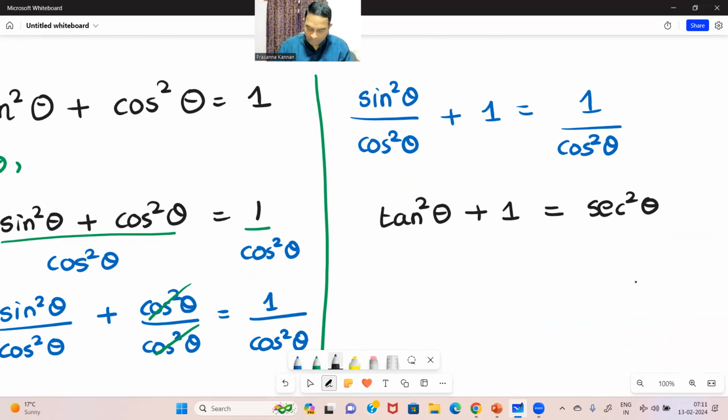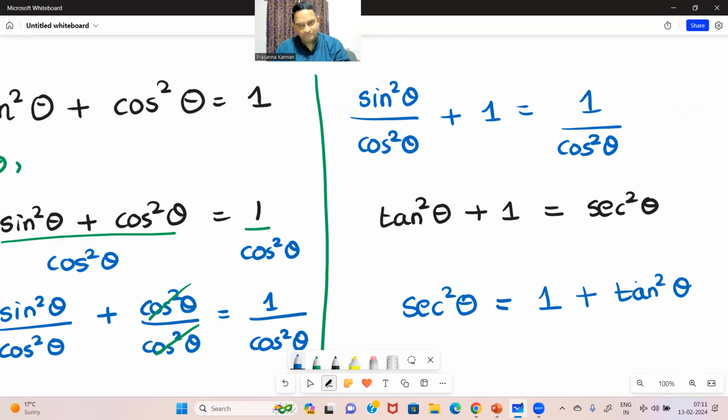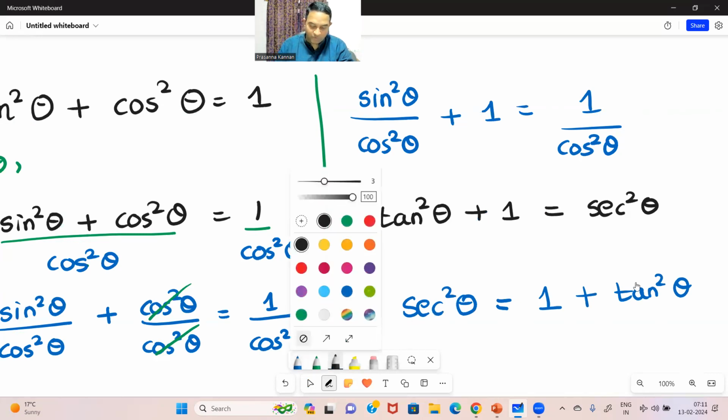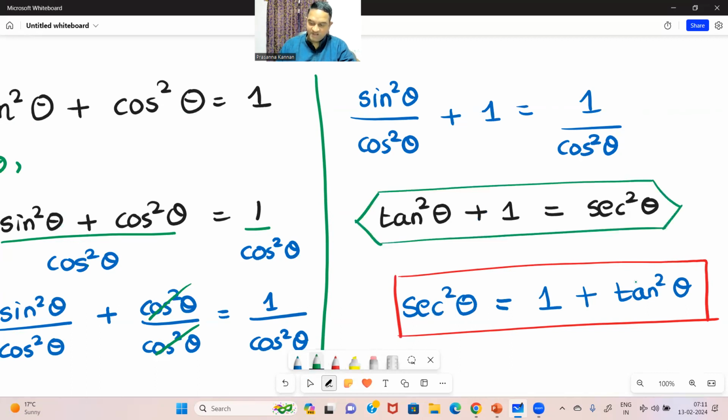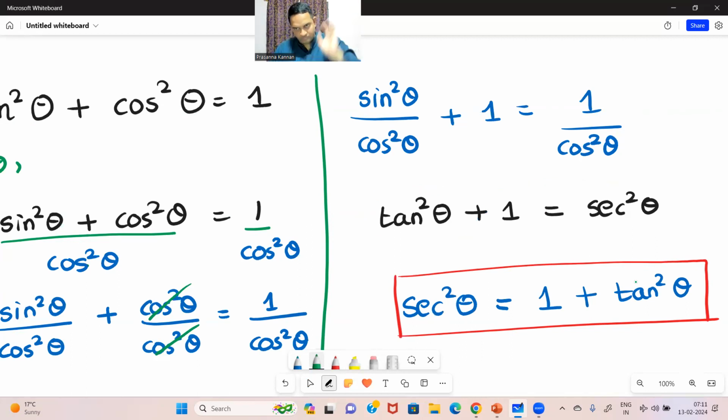So this is one more formula. What is the formula? I will write it like this. Secant square theta, I will write it first, equal to tan square theta plus 1, correct? If you want, you can write it like that, or you can write first 1, then tan square theta. Understood? So one more important formula in trigonometry is: secant square theta is equal to 1 plus tan square theta. Very good. Clear?